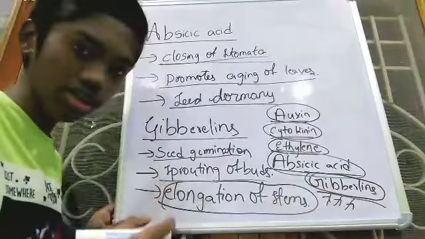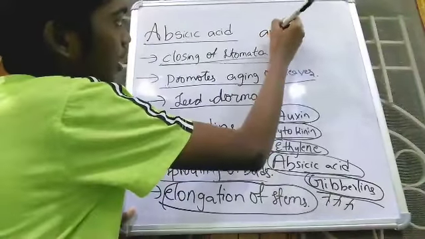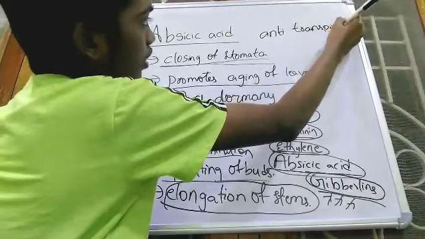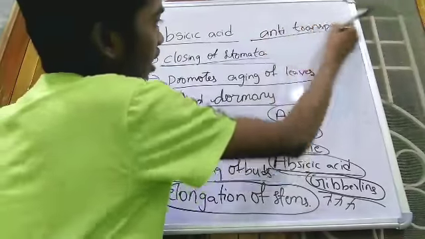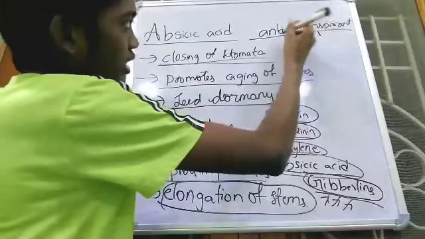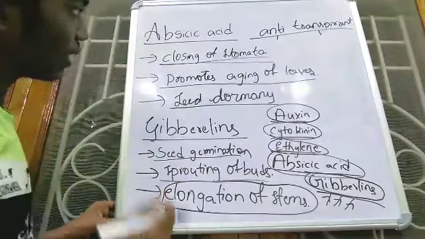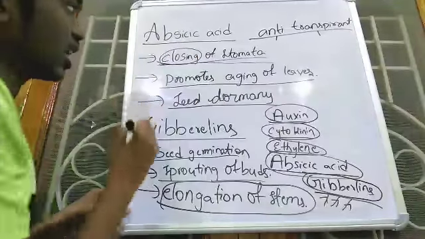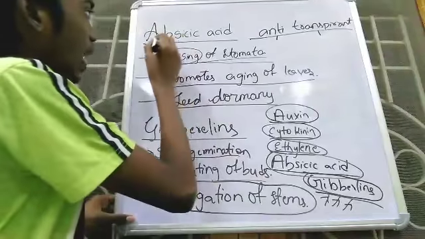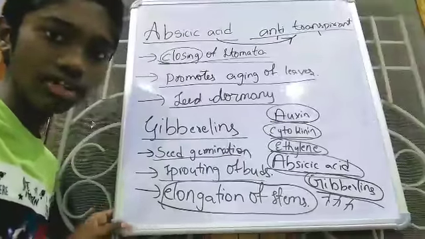So they can ask some questions like, what is the anti-transpirant hormone? In the word anti-transpirant, transpirant means the process of transpiration. Anti means which is stopping the process of transpiration. Here, if you observe, closing of stomata is by abscisic acid. If the stomata are closed, then the transpiration process does not occur automatically. Then abscisic acid will be the answer to this question. So this is the answer.